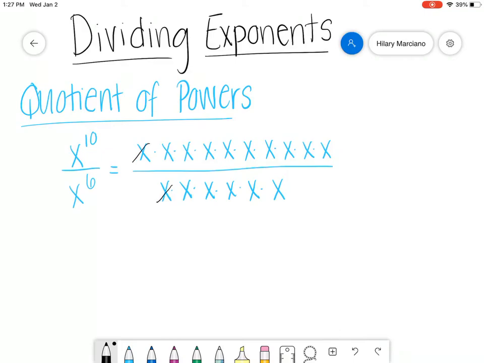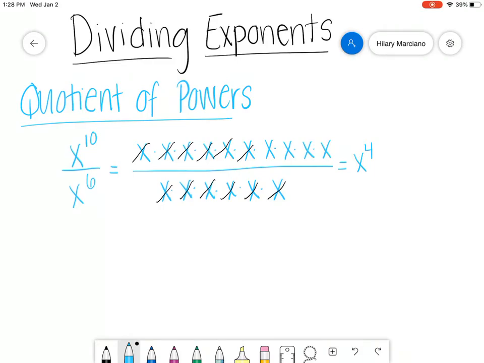We're going to cancel one x at a time for each one we have on the top or on the bottom. So what does that leave us with? That leaves us with just 4 x's across the top, which would be x to the 4th. So that's why it works the way that it does.